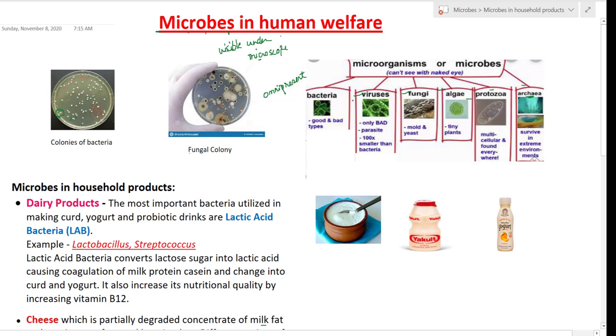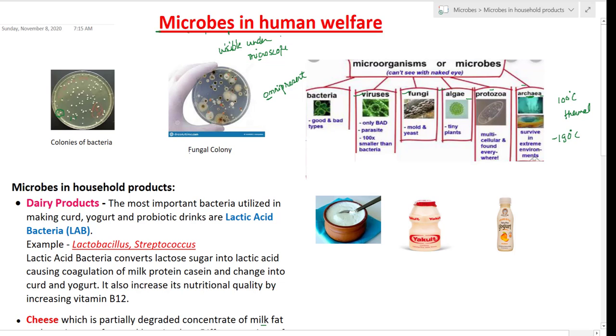Some of them are present even at sites where nobody can survive. These archaebacteria can survive at 100 degrees centigrade, also in thermal vents, and they can survive under several layers of snow or ice at minus 190 degrees centigrade. So they can survive in harsh conditions where nobody can survive. That's why these are omnipresent, present everywhere.